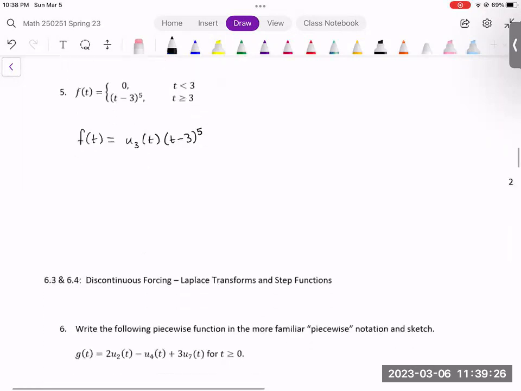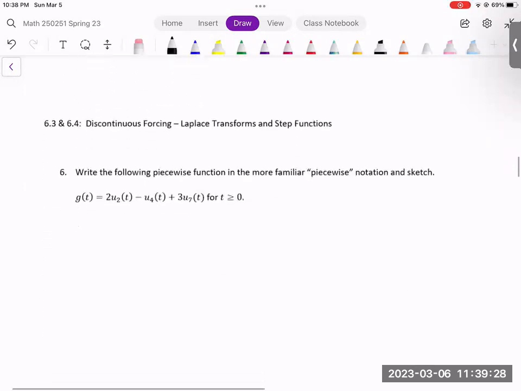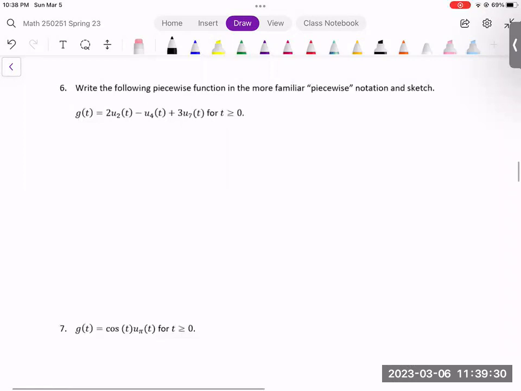Great. Okay. Great. And so next up, we're going to take a look at a couple of examples where we have a piecewise function written in this notation, and just to feel good about writing this into our regular notation, we're going to do a couple of examples.